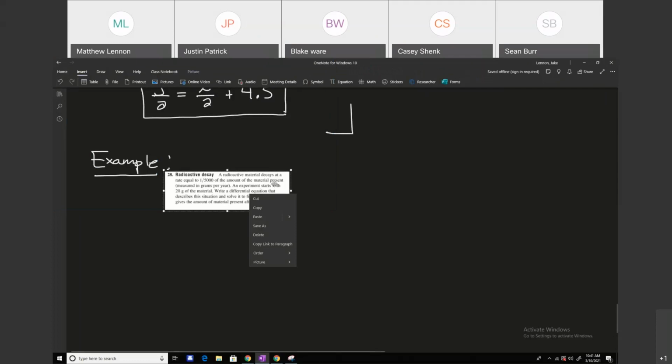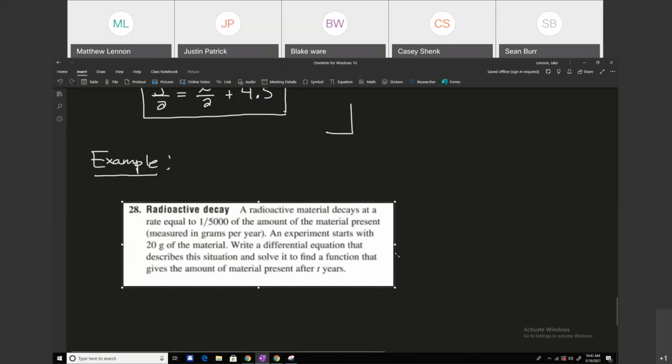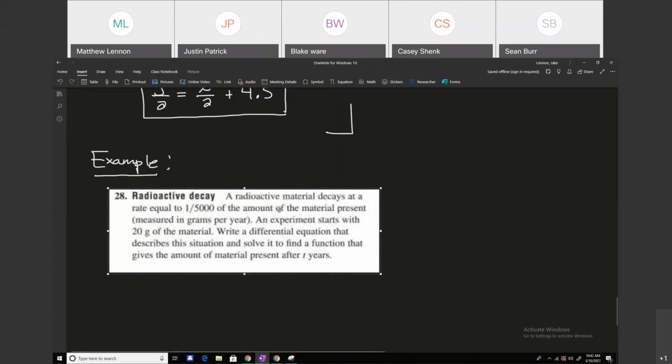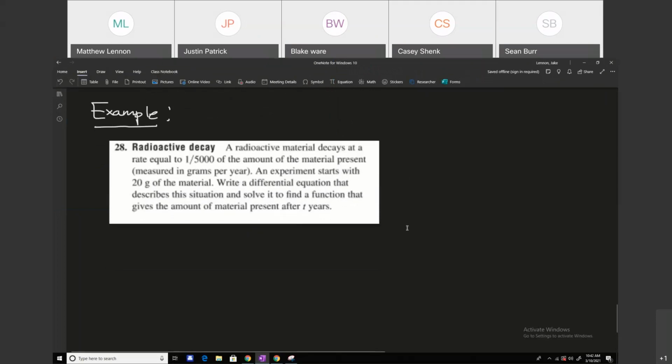So here we go. A little bit bigger. Okay, so we have a radioactive material that's decaying at a rate equal to 1/5,000 of the amount of the material present in grams per year. An experiment starts with 20 grams of the material. So that's going to be the initial value. Basically, at time 0, we have a mass of 20 grams. So we want to write a differential equation that describes the situation and solve it to find a function that gives the amount of material present after t years.